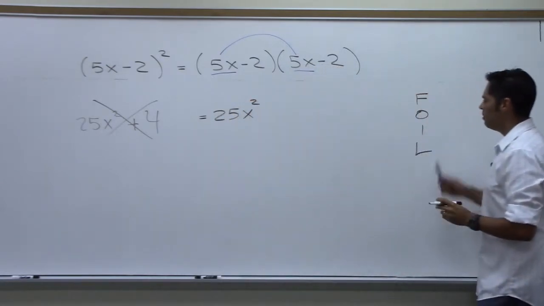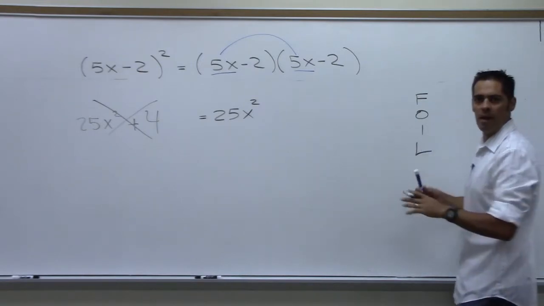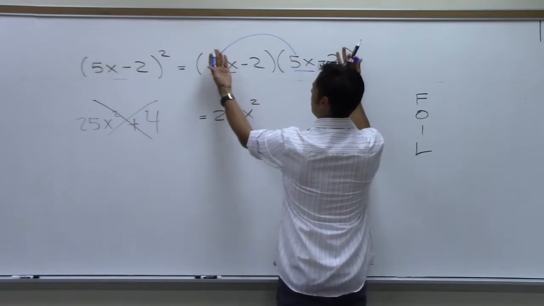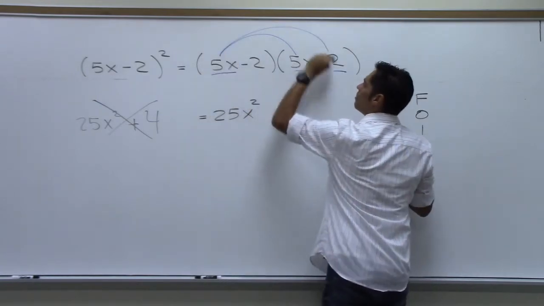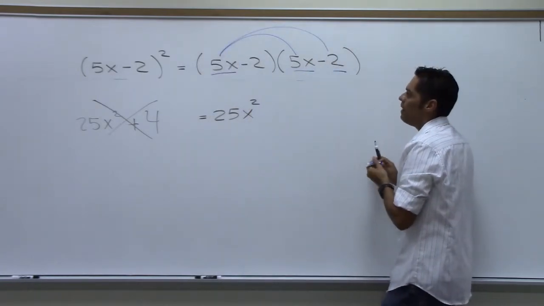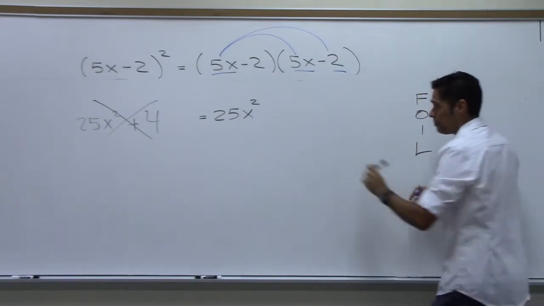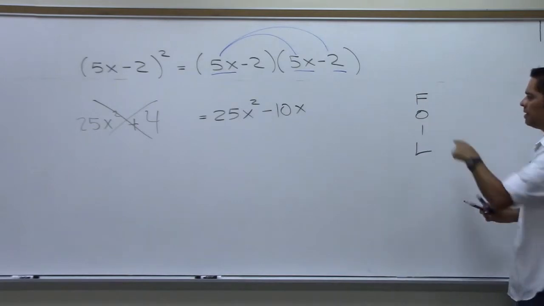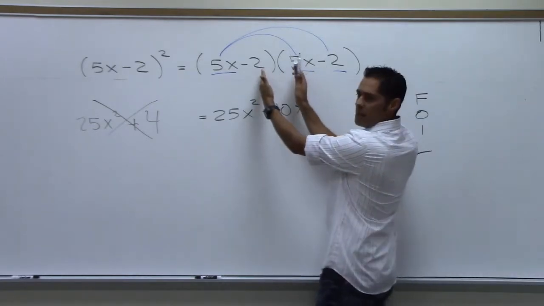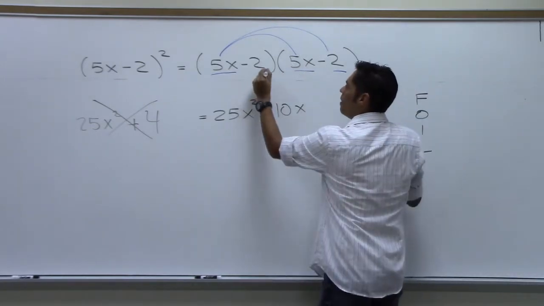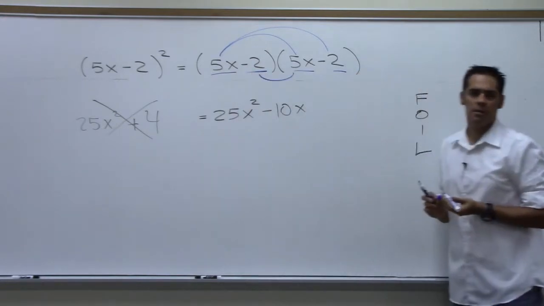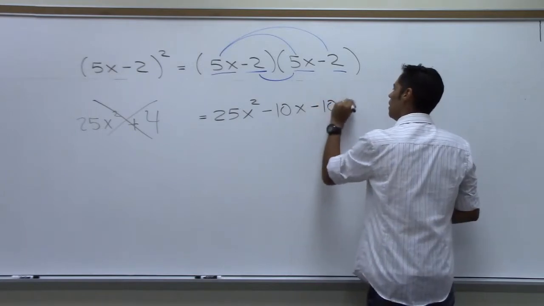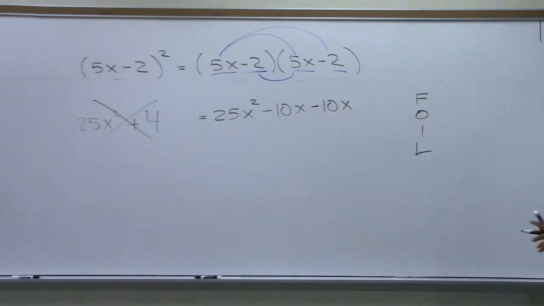Then I'm supposed to do the outer ones. What we mean by that is the outer two guys right here. So I'm going to multiply this times this, right? What's 5x times negative 2? Negative 10x. And then after I'm done with that, I'm going to do the inner ones, which is the two that are inside. Multiply those together. So this one times this one, right? Which gives me negative 10x. Again, that's the same thing I had a second ago.